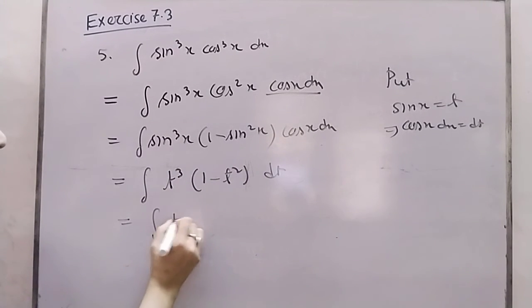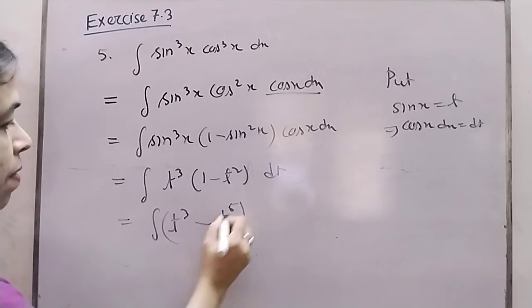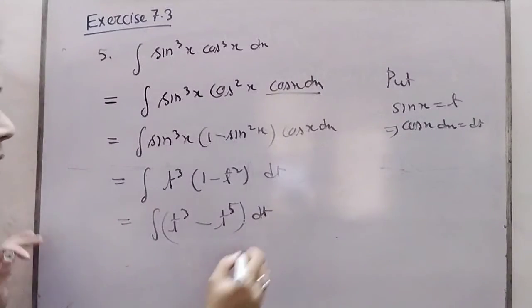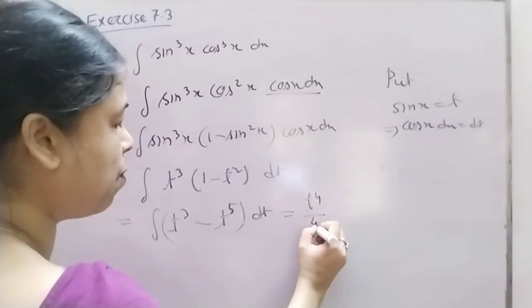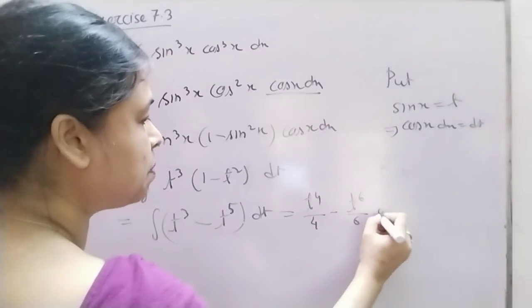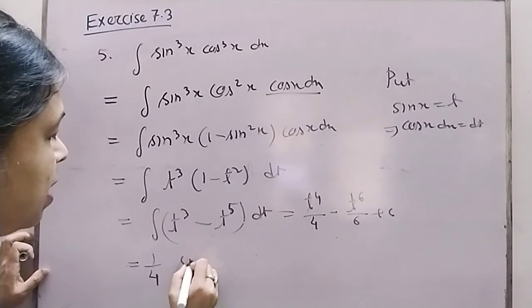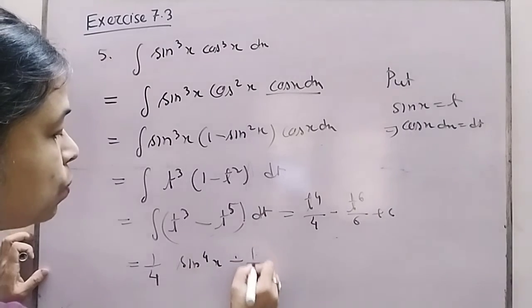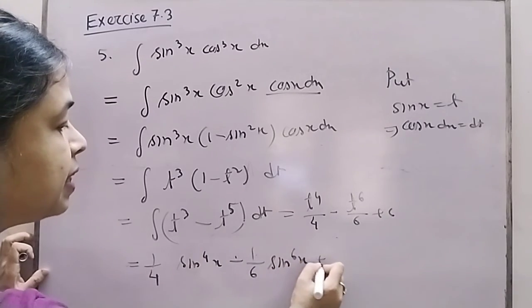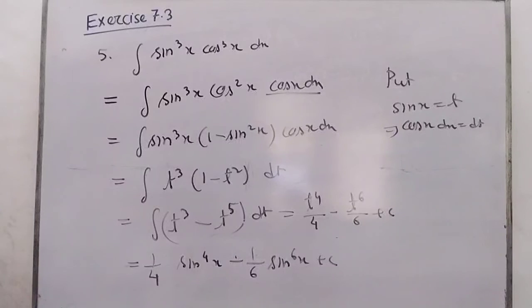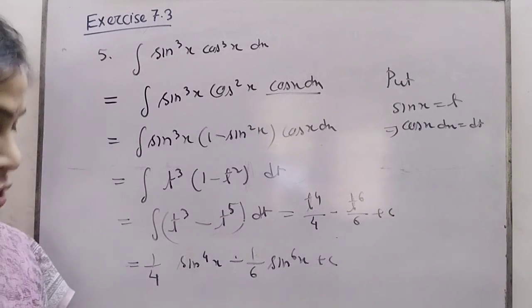So now integrate the product. This is integrable: t to the power 4 by 4 minus t to the power 6 by 6 plus c. Now change this: 1 by 4, t means sine, so sine to the power 4 x minus 1 by 6 sine to the power 6 x plus c. So here the solution is completed.